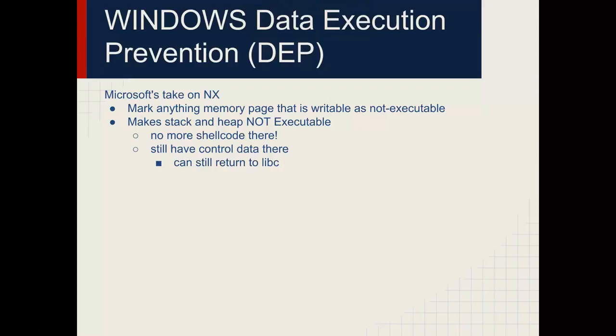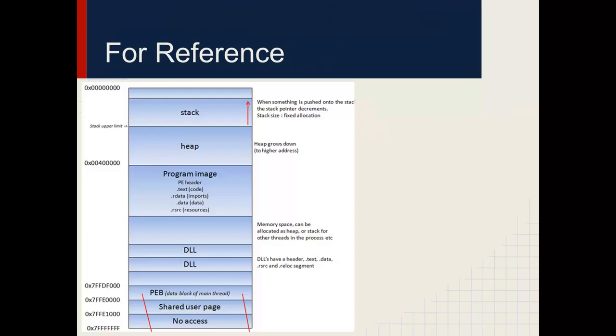Now, the Windows equivalent to NX is DEP, which is Data Execution Prevention. Effectively, you mark anything on a memory page that is writable as also not executable. It makes the stack and the heap not executable, so you can't have any more shellcode there. But you can still have control data there, and still can obviously do return into libc and return to library style techniques.